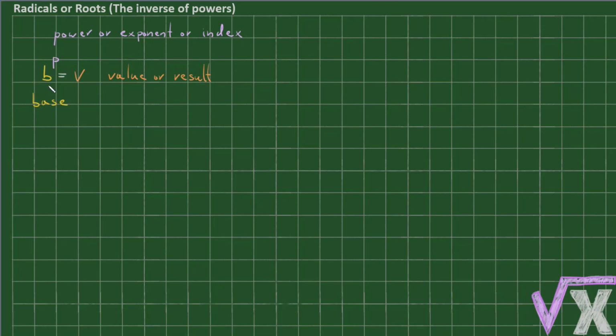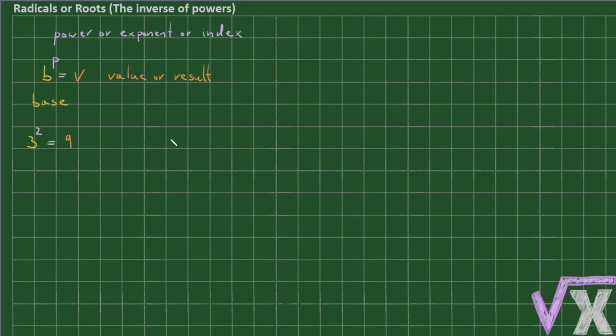A base raised to a certain power will give some sort of value or result. So this means that if I have a base and a power, I can calculate a result. For example, I might have a base of 3 and that will be raised to the second power. This essentially means 3 multiplied by 3 and that will give me 9.